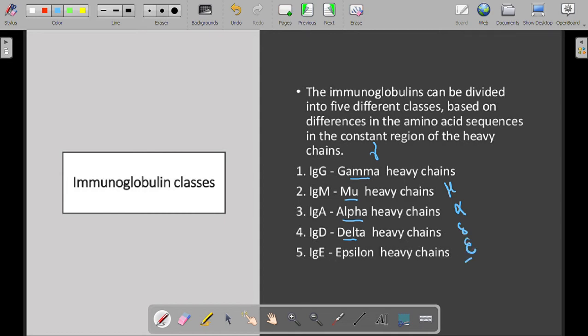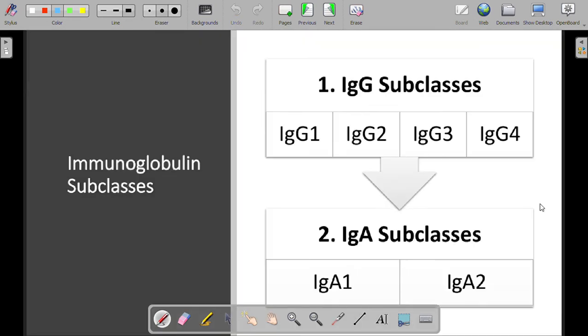IgE is involved in hypersensitivity reactions, type 1 hypersensitivity reactions. Okay, just some extra knowledge. IgG subclasses are divided into IgG1, IgG2, IgG3, IgG4, and these vary in the presence of disulfide bonds. IgA subclasses are IgA1 and IgA2.